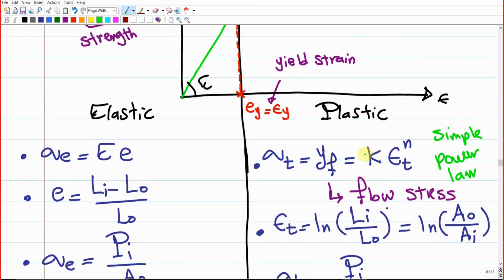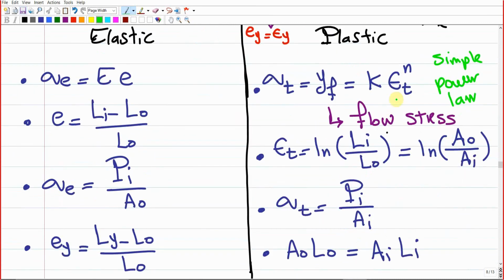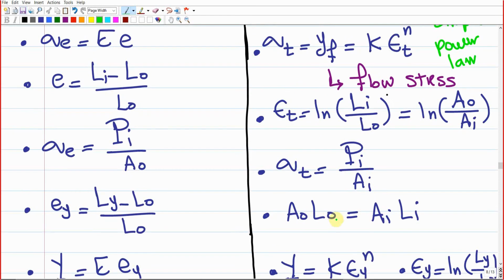And we said that this K is commonly known as the strength coefficient, and N is the strain hardening exponent. The true strain, epsilon T, should be different than the engineering strain. The true strain is the ln, the natural logarithm, of Li, the instantaneous length, over L0. And since the volume is constant, we have A0 L0, the original cross-sectional area of the bar times the original length, equal to the instantaneous area times the instantaneous length.